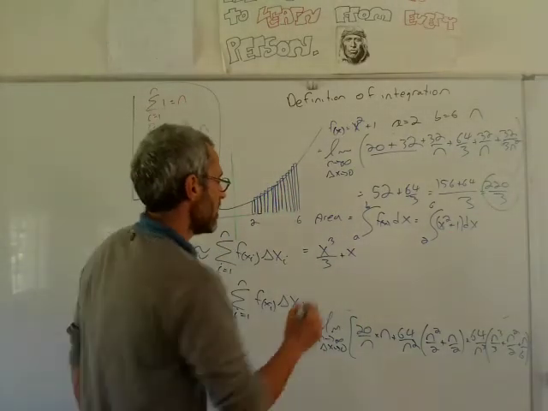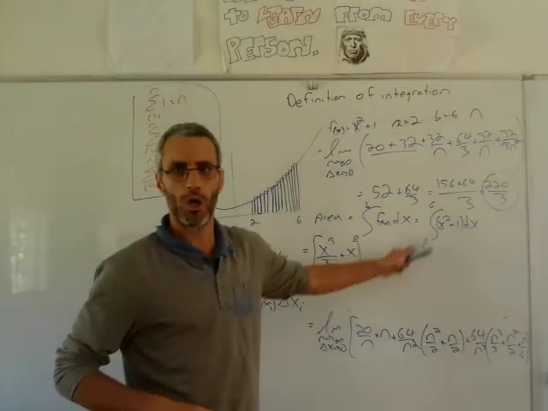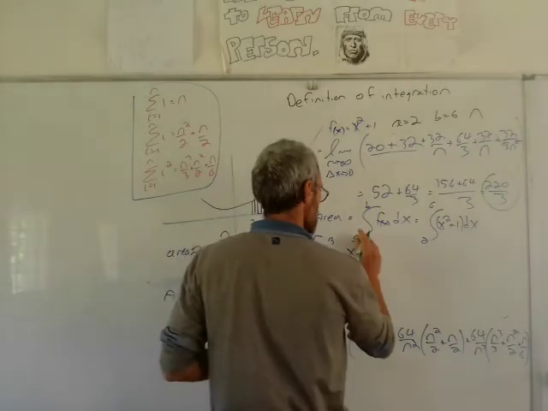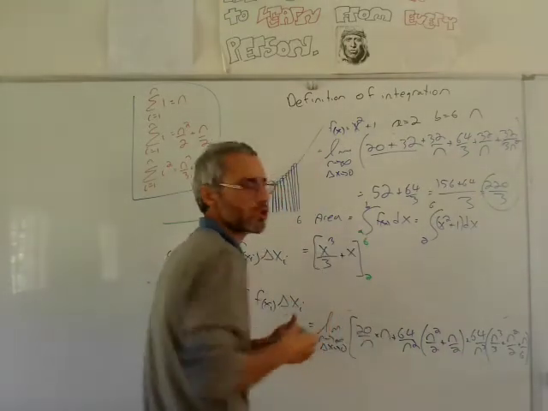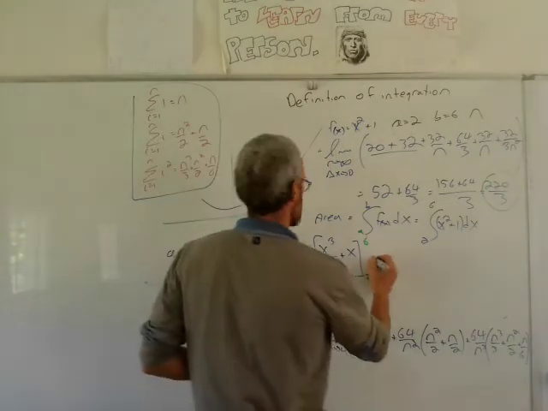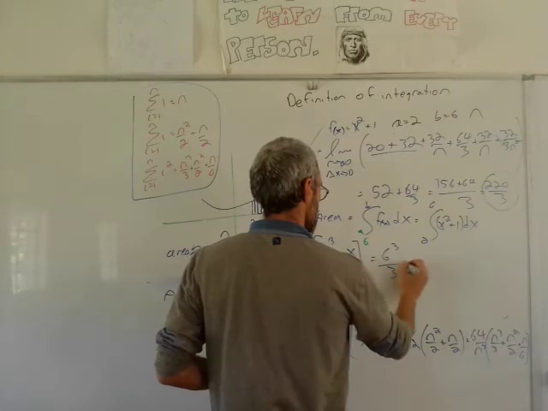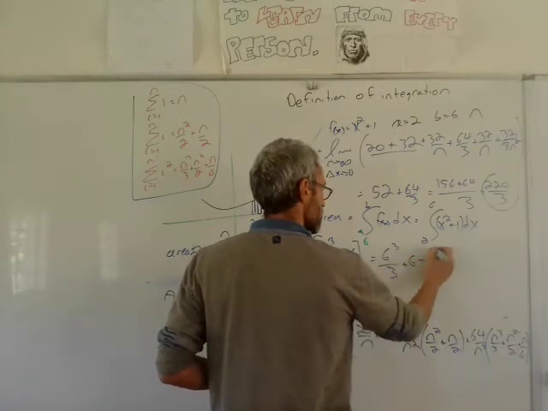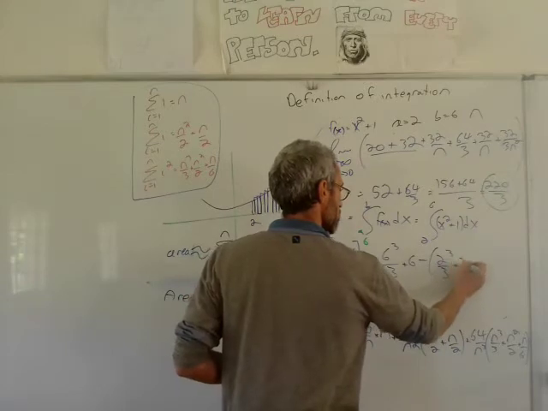Okay? And I have to put that in the box. Okay? And I put the two borders, a and b, okay? Which is 2 and 6. And then I substitute. Okay? So I'm going to substitute 6 cubed over 3 plus 6 minus 2 cubed over 3 plus 2.